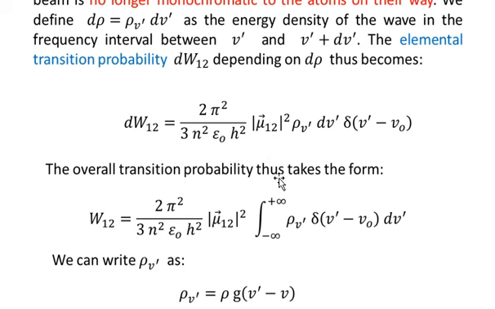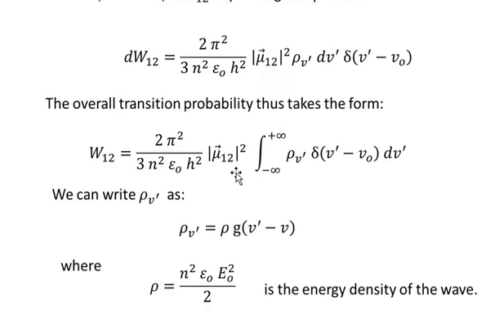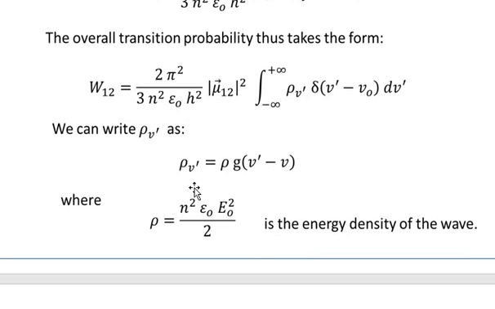To obtain the overall transition probability, we need to integrate both sides, and the result is shown. On the left hand side we have W12, and on the right hand side we have all the terms as previously defined, except that we have the integral from minus infinity to plus infinity over the frequency element d nu prime, and the integrand is rho nu prime delta of nu prime minus nu naught. Here we can replace rho nu naught as defined below, that is, rho nu naught can be replaced by rho into g of nu prime minus nu, where rho is the energy density of the wave given by rho equal to n square epsilon naught E naught square divided by 2.